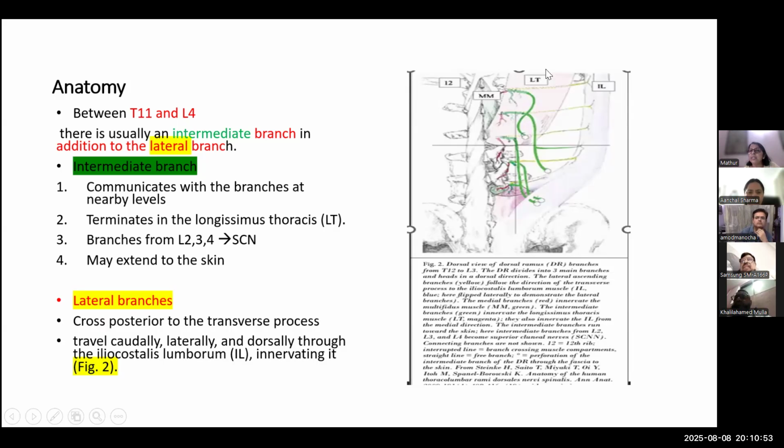Whereas the lateral branches, these yellow ones, cross posterior to the transverse process here, and they travel caudally, laterally, dorsally, and through the iliocostalis lumborum, this one, and they innervate it.